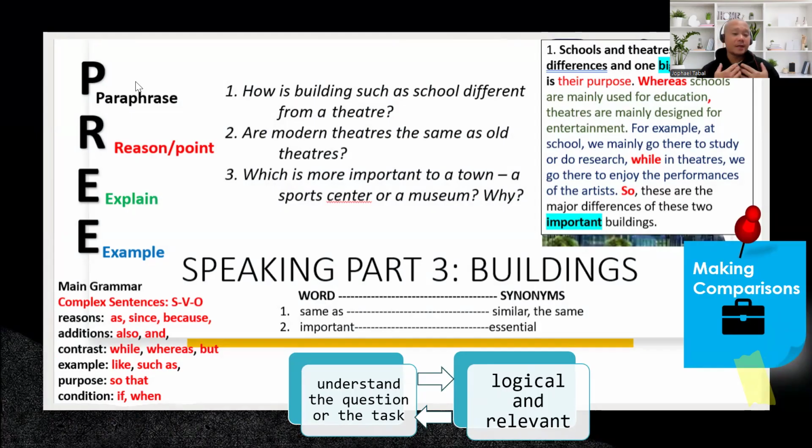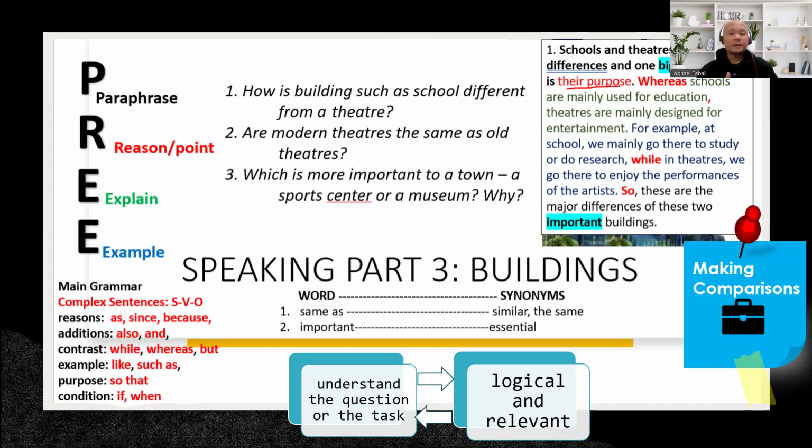Now, the candidate must simply give a direct comparison or contrast to what is being asked. So for example, the question here: how is building such a school different from a theater? The example answer here: schools and theaters have tons of differences, and one biggest contrast is their purpose. So as you can see, in this type of question, the candidate didn't say first reason, didn't enumerate the reasons for their differences.